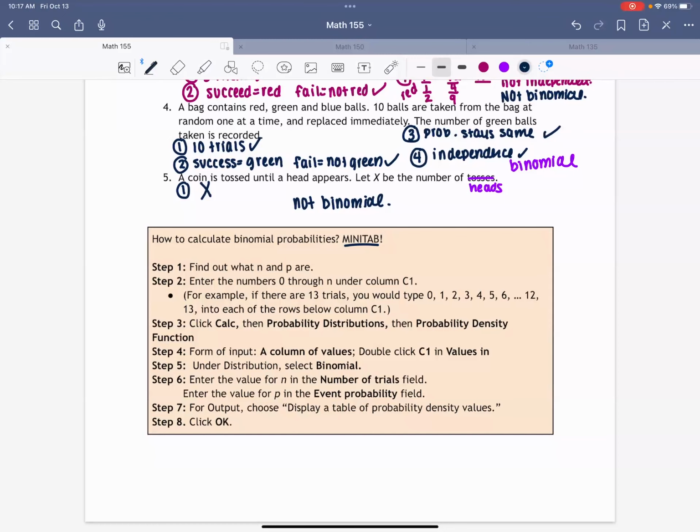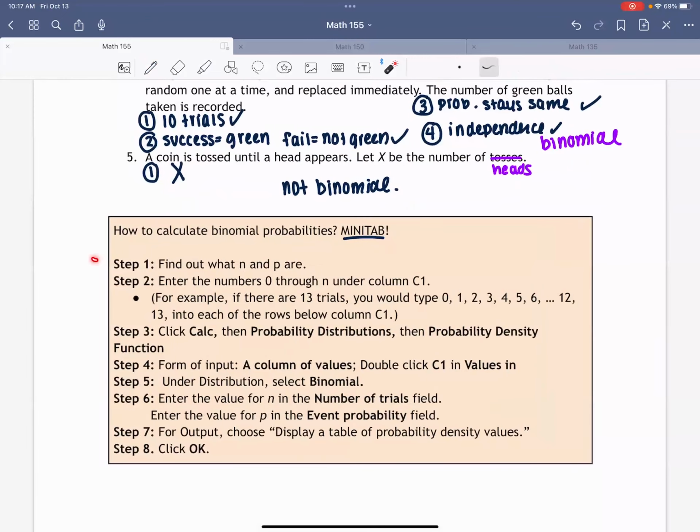Okay. So let me just go through these steps here. First, you're going to figure out what n, the number of trials, is, and p, the probability of success, is. Step 2, you're going to go to C1, the first column, and enter the numbers 0 through n. So if we have 8 trials, you're going to write 0 through 8 under C1. Step 3, you're going to click a bunch of stuff on Minitab. And what you're going to get is a table, or a probability distribution, of all the things that are possible and the probabilities of each of those things.